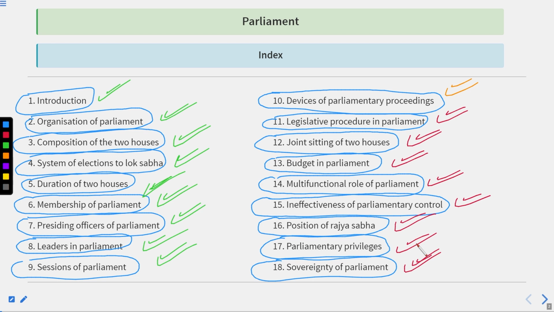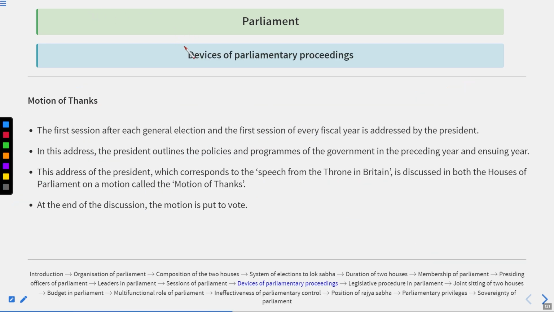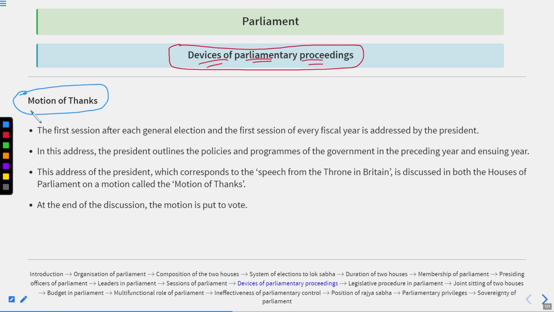In this lecture, we will start from where we left off in the previous one. We are covering the devices of parliamentary proceedings, and within this we have the topic motion of thanks. The motion of thanks is moved in the first session after each general election and the first session of every fiscal year. So we have two things here: the first session after general elections and the first session of every fiscal year.